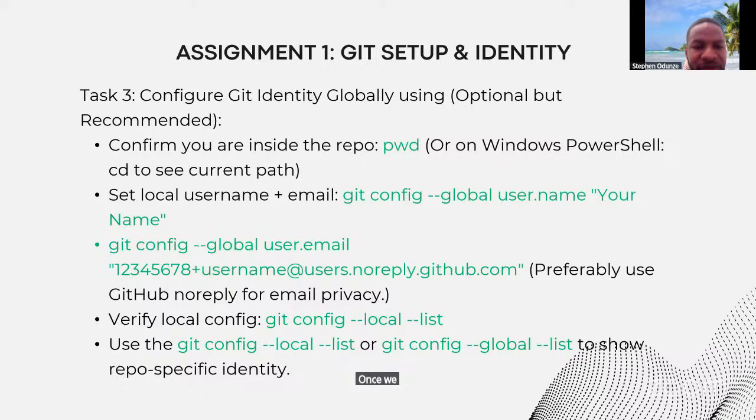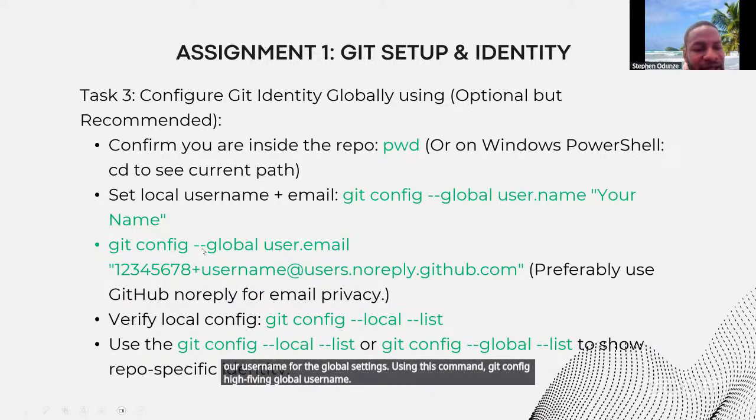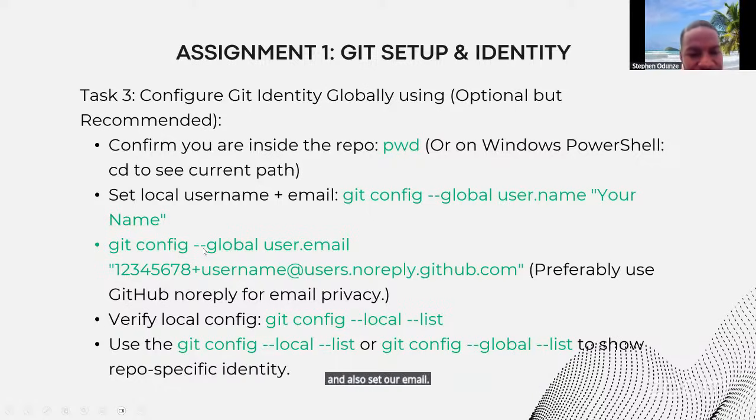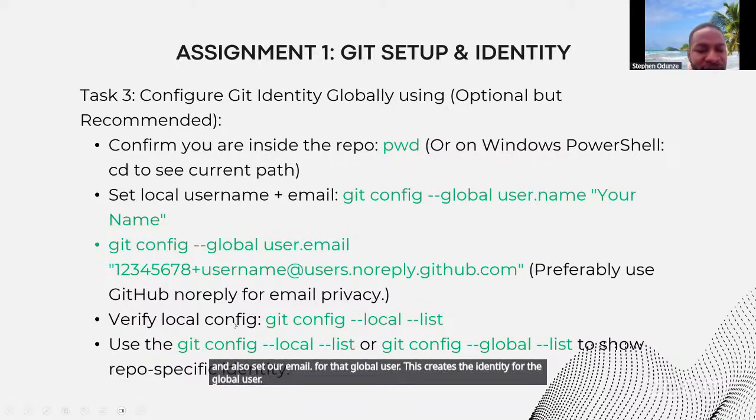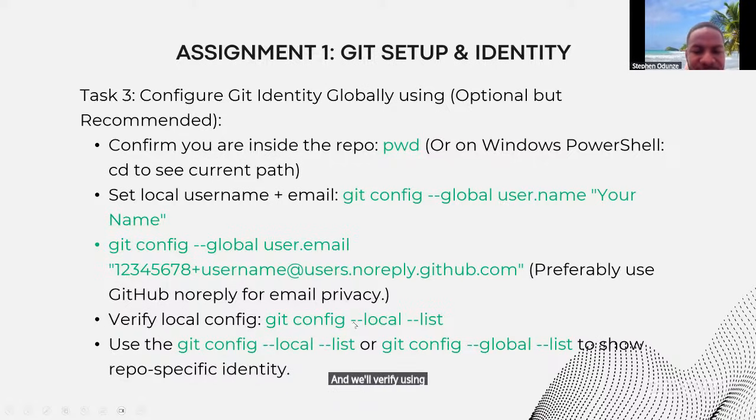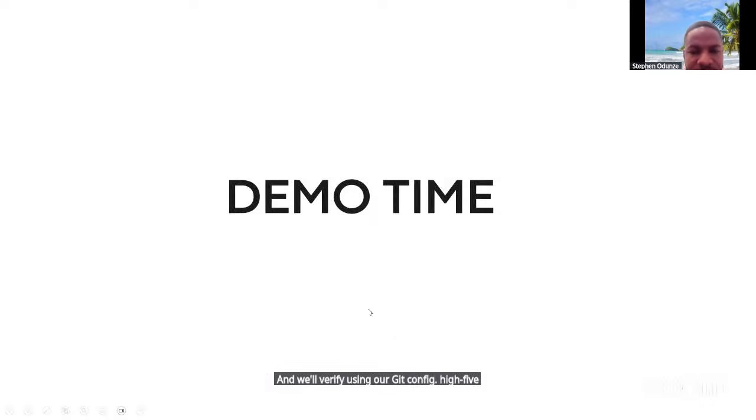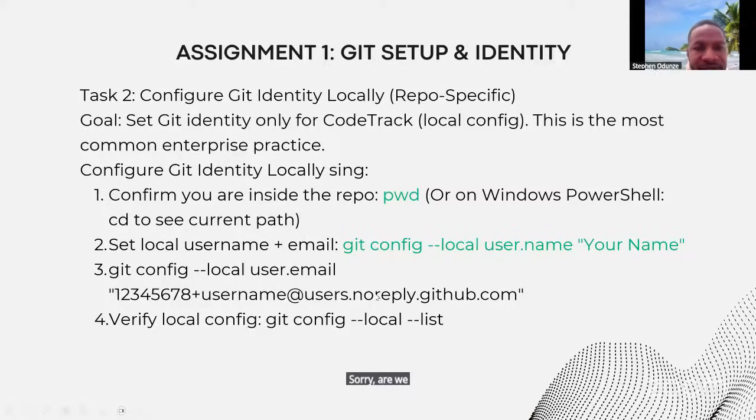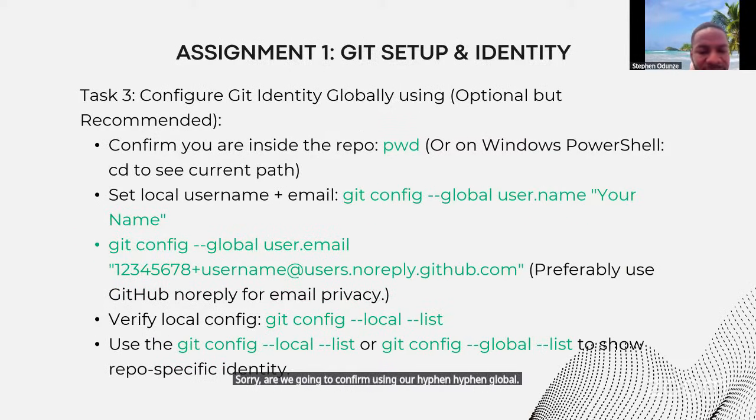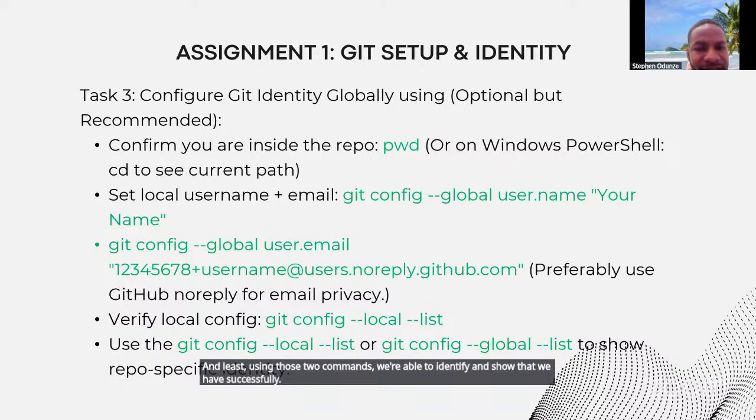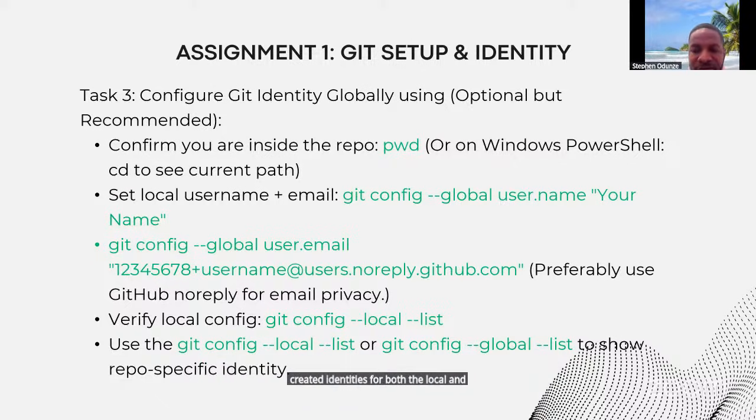Once we do that, we are going to set our username for the global settings using this command, git config --global user.name, and also set our email for that global user. This creates the identity for the global user. And we will verify using git config --global --list. Using those commands, we're able to show that we have successfully created our identities for both the local and the global users.